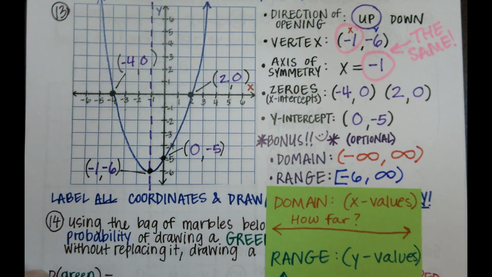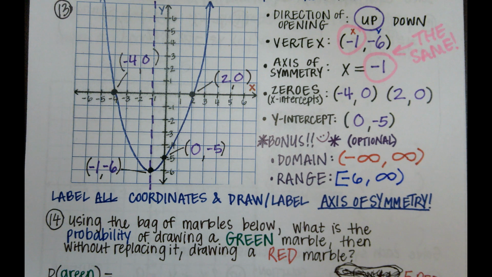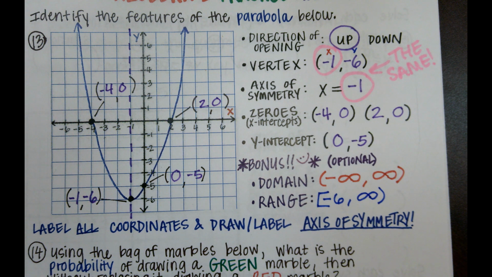That's your domain and range. Totally optional. You don't have to do it, but if you do, you'll get some bonus points. So there is your parabola labeled. Any questions about 13?